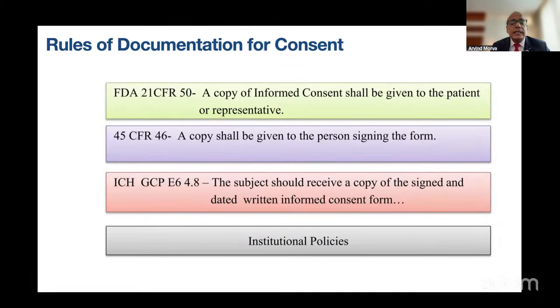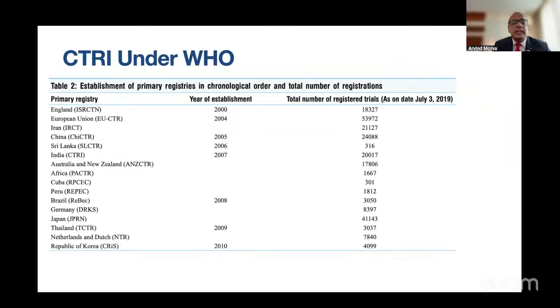So there are rules of documentation for consent. There are different rules: FDA 21 CFR 50, 45 CFR 46. A copy of the informed consent shall be given to the participant or the representative, and the copy shall be given to the person signing the form. Good clinical practice came into vogue and it is still an important aspect, and the subject must receive a copy of the signed and dated written informed consent form. And then there are institutional policies.